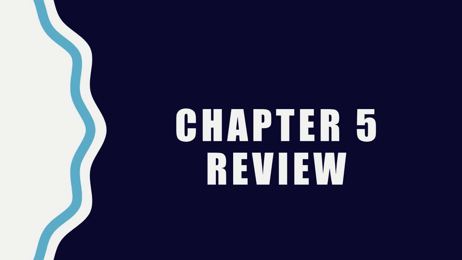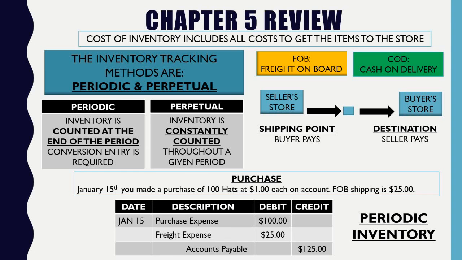Okay? And then here's the chapter 5 review. So again, we recognized what inventory is, and the cost of inventory includes every single thing to get the items to your store. Another thing that we want to recognize is the tracking methods. So we've got periodic inventory and perpetual. Periodic means every once in a while, and you have to take a physical count at the end of the period. So think of end of the period, periodic. And one thing you have to remember, periodic is dealing with expenses. Perpetual means constantly, so you're going to be constantly updating your inventory. You're going to keep track of how much you sold and how much you purchased. Therefore, you're going to know how much you have at the end of the day.